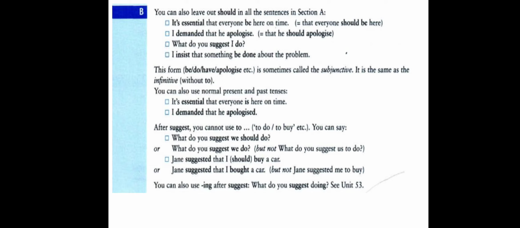So we say it is essential that everyone is here on time. This is a different rule. Here, in the that clause, we use is in the present simple. Everyone is singular, so we use is here. I demanded that he apologized. Here in the that clause we use past simple, that he apologized. These are two different rules from the previous one in A and from the above mentioned rules.